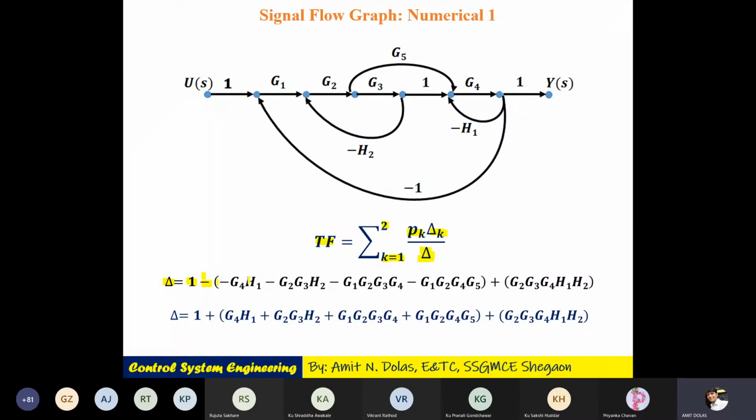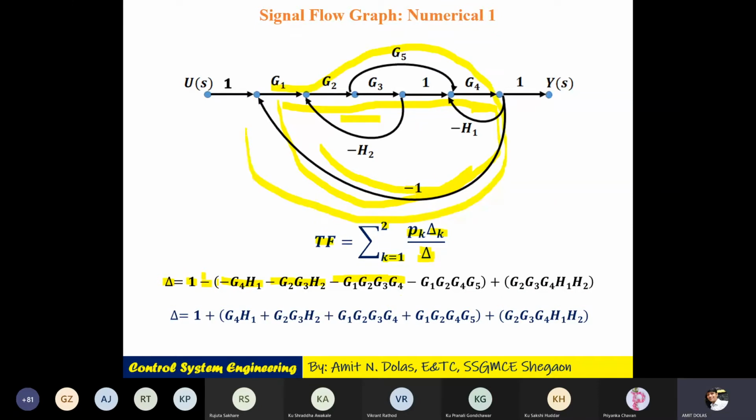So loop कितने हैं हमारे पास? L1, L2, L3, L4. So this is L1, so minus G4 H1. This is L2, minus G2 G3 H2. This is L3, ये बड़ा वाला loop. That is minus G1 G2 G3 G4. ओके, H है नहीं उसमें. And fourth loop, outer side, considering G5, so it will be minus G1 G2 G4 and G5.